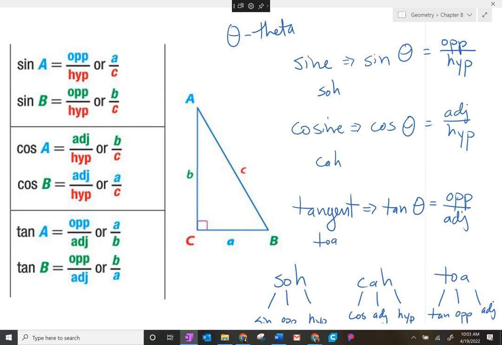Yeah, so no matter what, this value over here, the C value, across from the right angle, is always going to be the hypotenuse. Guaranteed. It's going to have the longest value for all of these.